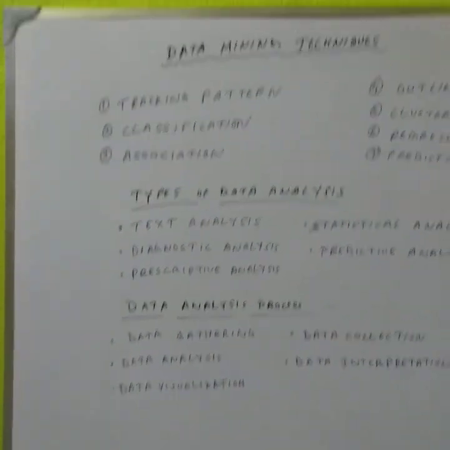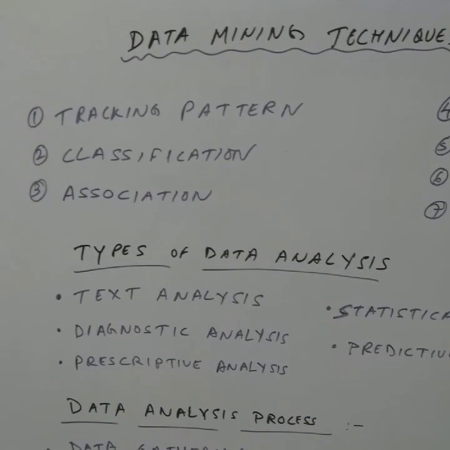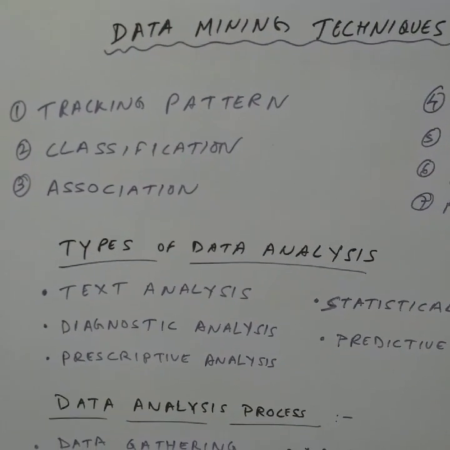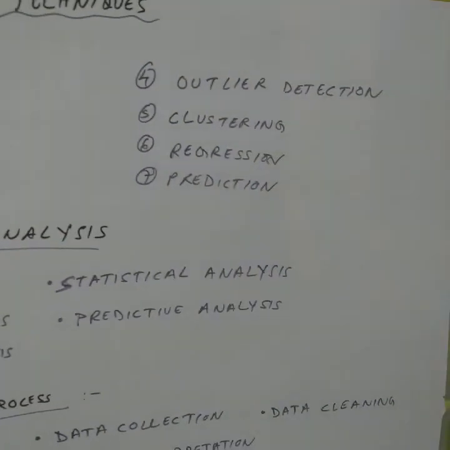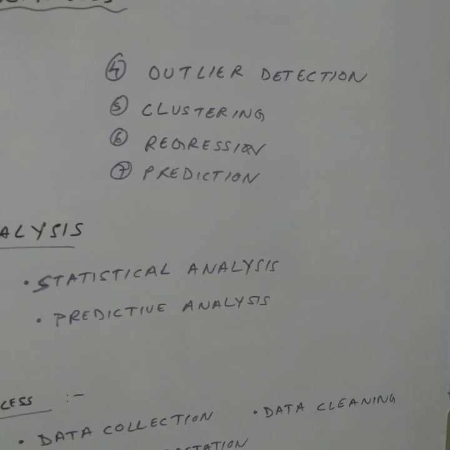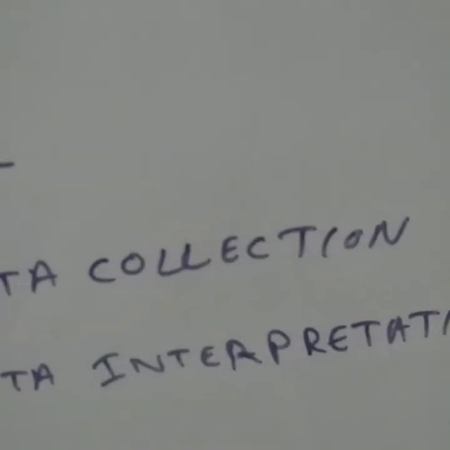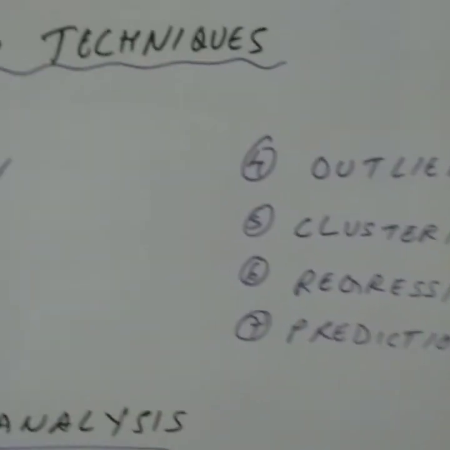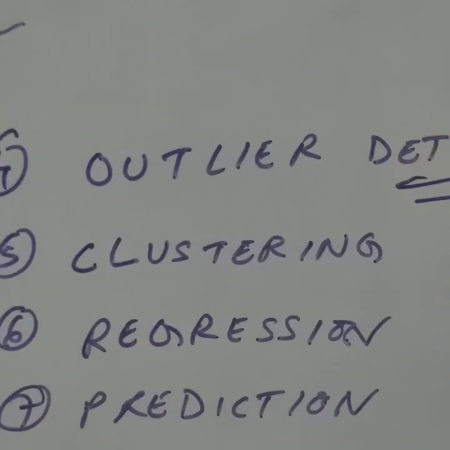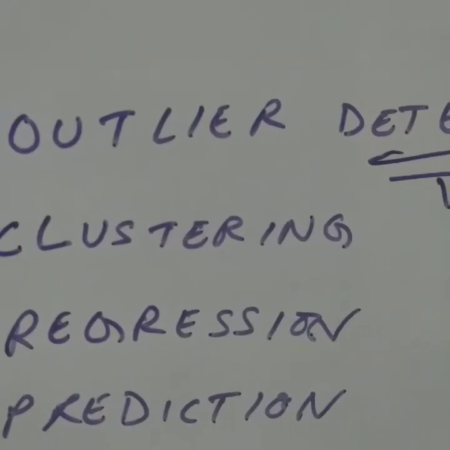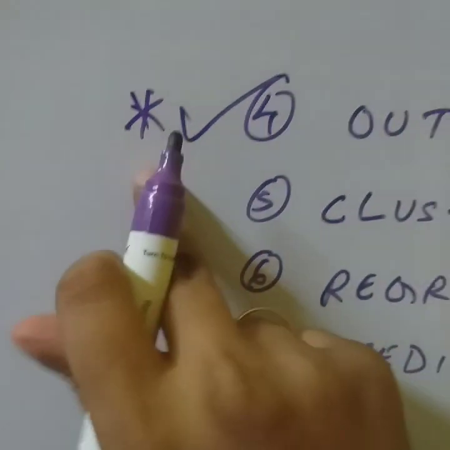If I talk about the data mining techniques, there are seven data mining techniques available. They are tracking patterns, classification, association, outlier detection, clustering, regression, and prediction. Guys, do make a note here. We'll talk about outlier detection separately. It will be a completely different class. This is a very important topic, guys.